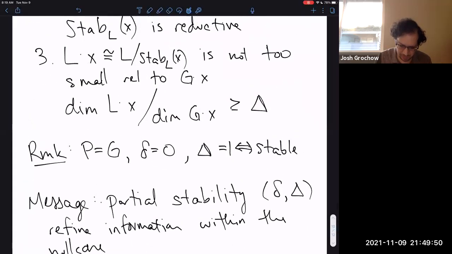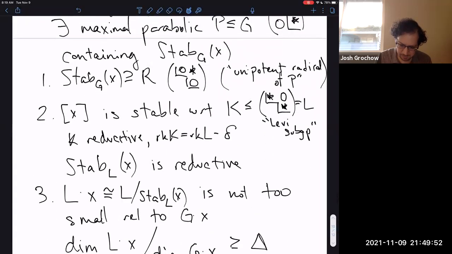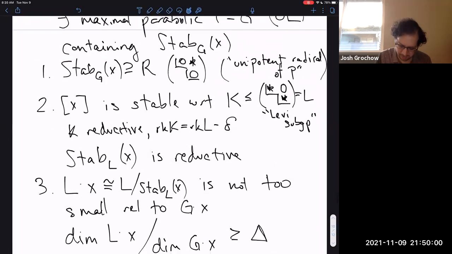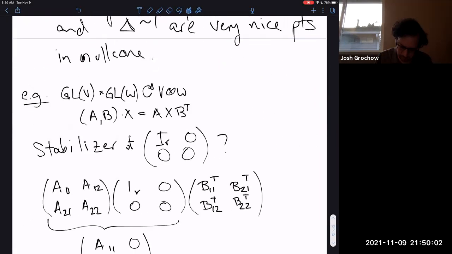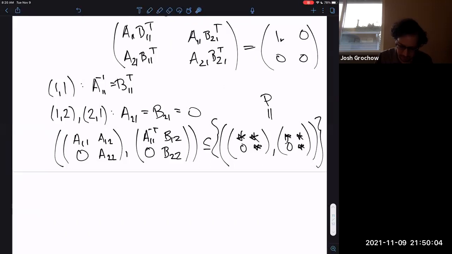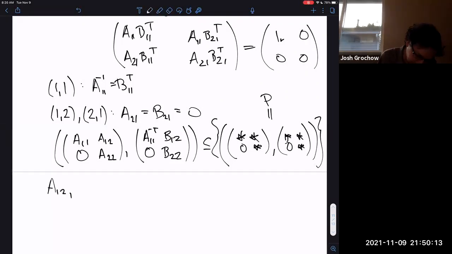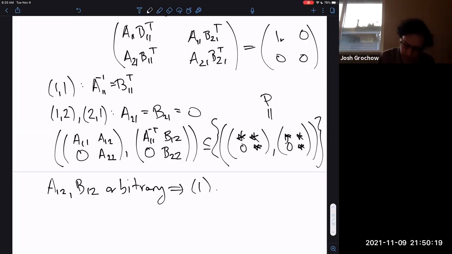Okay, so that is this first part. There exists a maximal parabolic containing the stabilizer. The stabilizer should contain the entire upper block, which it does, right? A12 and B12 here are arbitrary. Okay, so that's step 1. A12, B12 arbitrary gives 1.